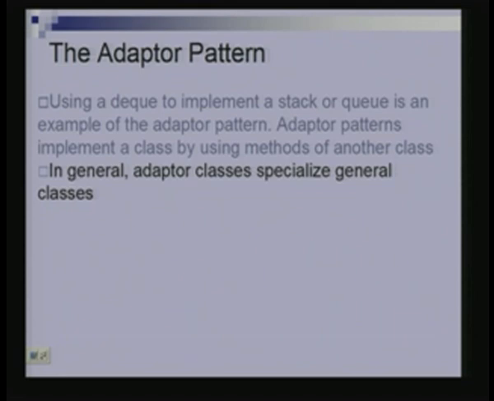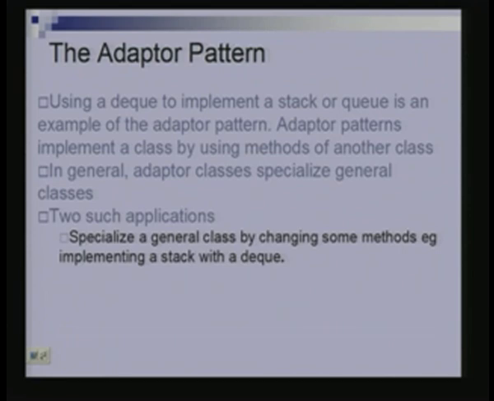So, in general, adapter classes would specialize general classes, and we can have applications of this. One application would be, as we just saw, we can implement by changing some methods. We can implement, for instance, a stack using a double ended queue.